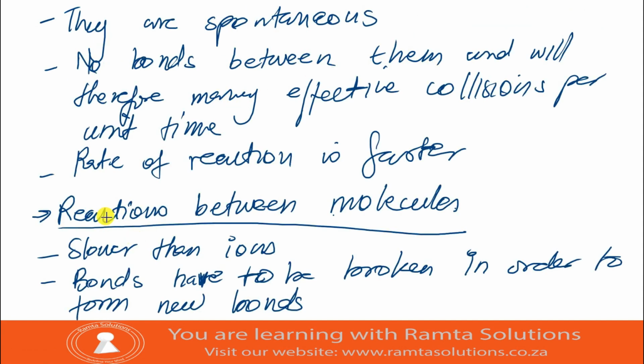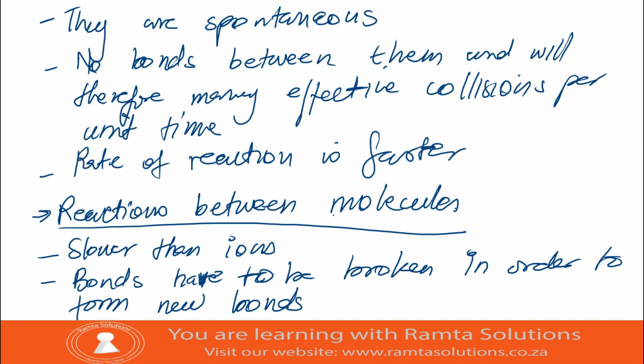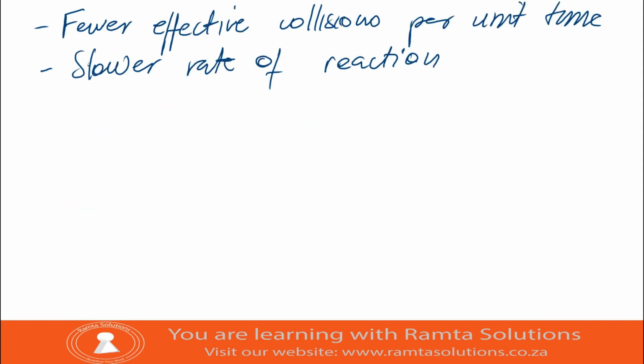So, this is us explaining the nature of reactants. When you get into your exam, look at the reacting particles. Do you have ions or do you have molecules? If you have molecules, their rate of reaction will be slower. If you have ions, their rate of reaction will be faster. These are the factors that are affecting the rate of reaction, and I hope you will ace them in your exam.